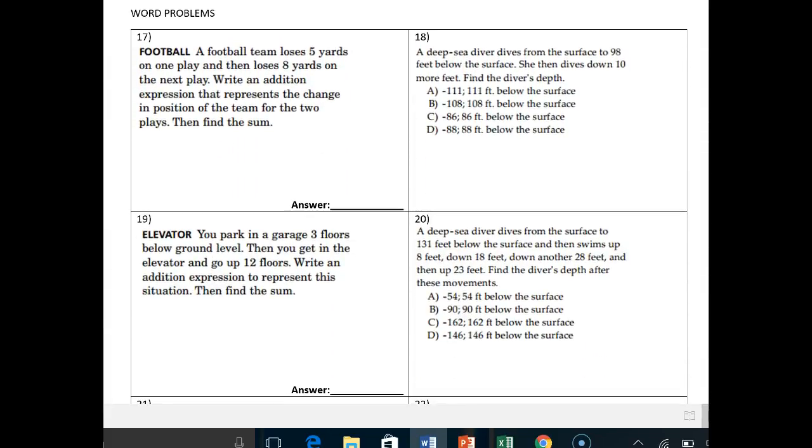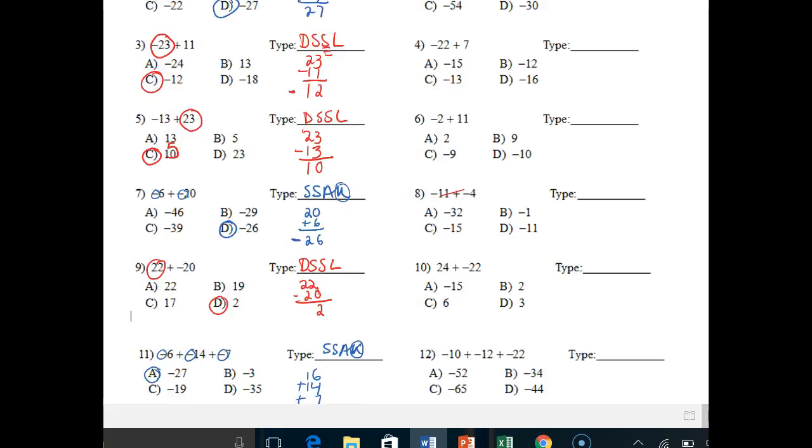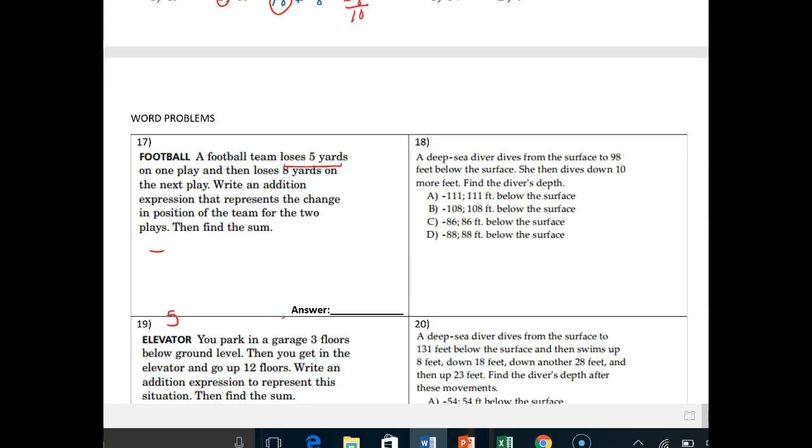All right, word problems. Number 17, a football team loses 5 yards on one play. That is -5. And then loses 8 yards on the next play. So -5 and then plus another -8. Now write an addition expression that represents the change in position for the team for the 2 plays, then find the sum. So this is obviously going to be SSAK, same signs, add, keep. And so your answer will be -13, right? Because I just add them and keep the sign.